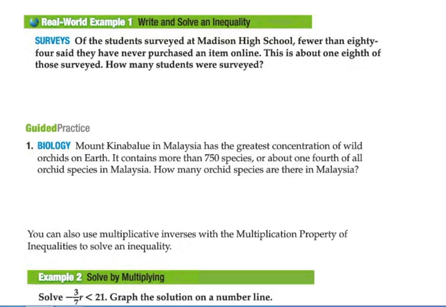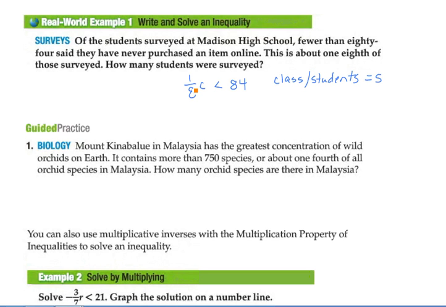So that's how I'm going to write this. 1/8 of the class is less than 84. And I'm going to say class or students equals that S. Okay, we have our inequality. Now let's go ahead and solve that.